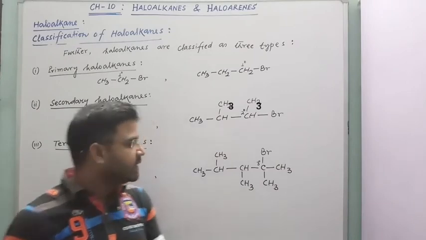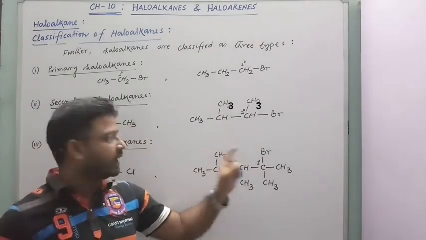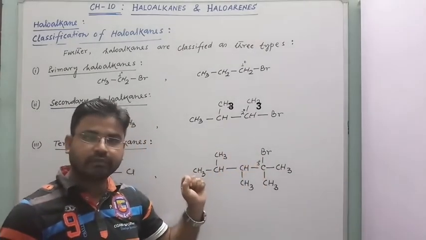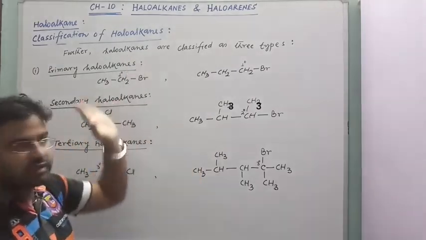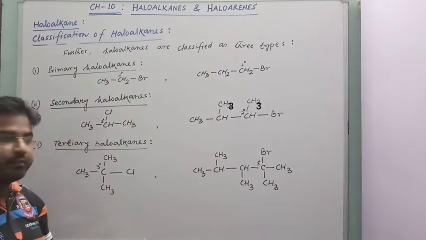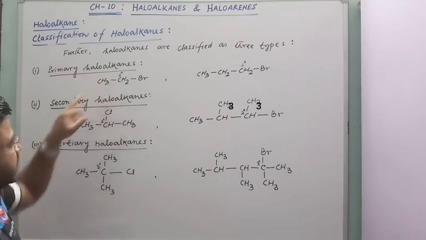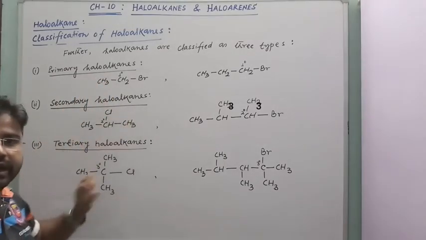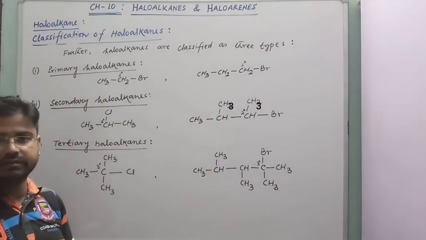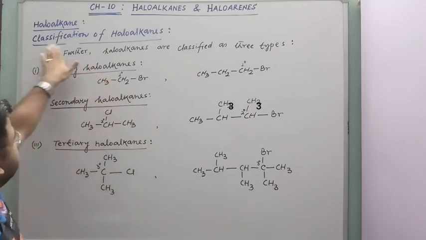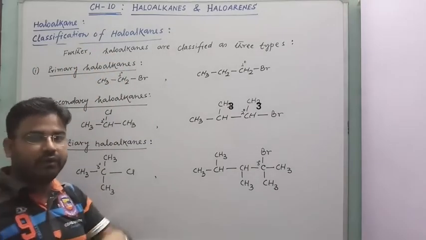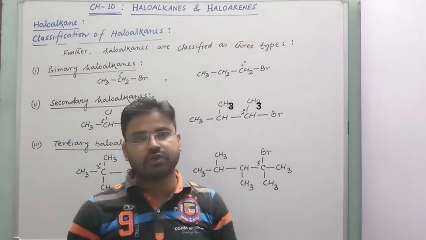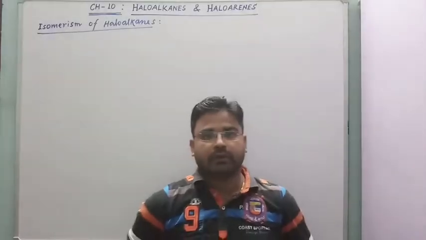Further, depending upon the position of the halogen atoms attached with the carbon atom, haloalkanes are classified as 3 types. And these are primary haloalkanes, secondary haloalkanes and tertiary haloalkanes. So, the classification of haloalkanes is done. Our next topic is isomerism of haloalkanes.